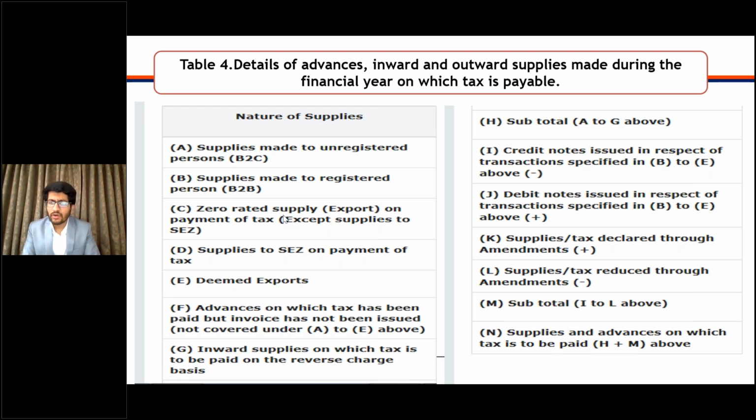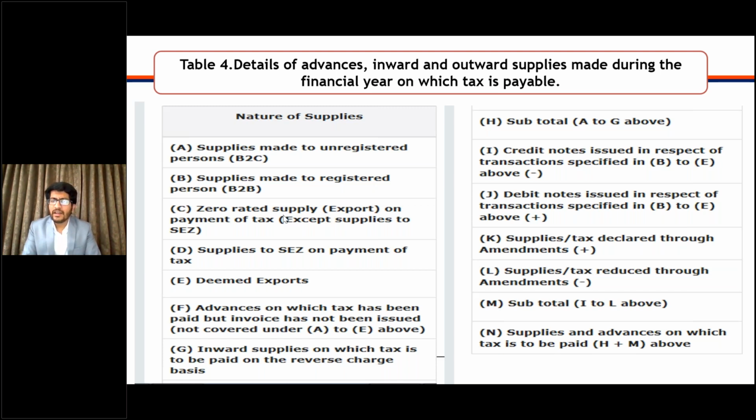Next we have our credit notes and debit notes. In GST, only supplier can issue credit notes and debit notes. Hence, whenever we are referring credit notes and debit notes, it covers only supplies made by us. Any credit note or debit note in respect of our inward supplies should be ignored and not to be reported over here.